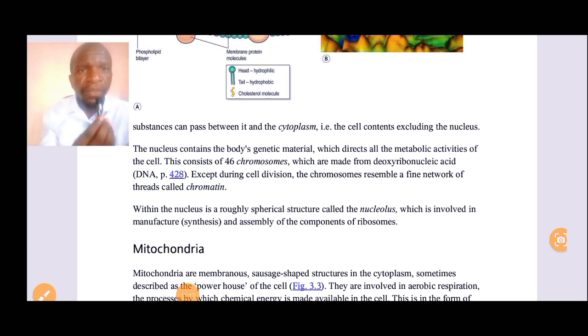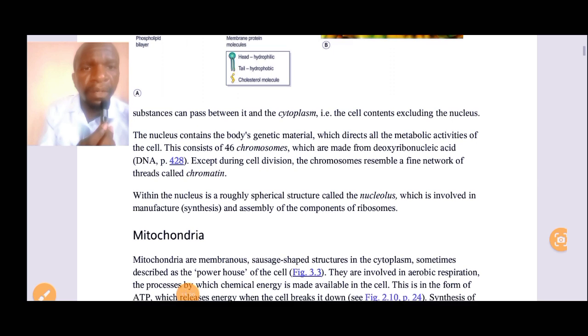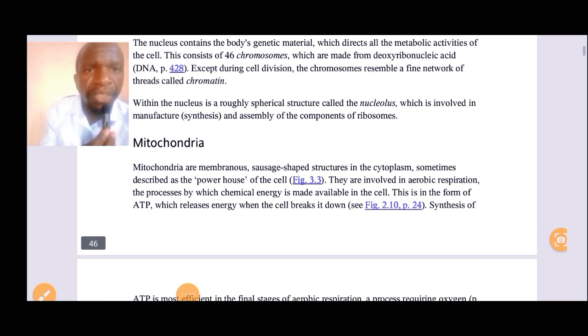So the most important thing for you to mention under the nucleus is to say that the nucleus contains the body's genetic material, which directs all the metabolic activities of the human cell, and that it has the DNA, which is the deoxyribonucleic acid, right? Now let us proceed and look at the mitochondria.